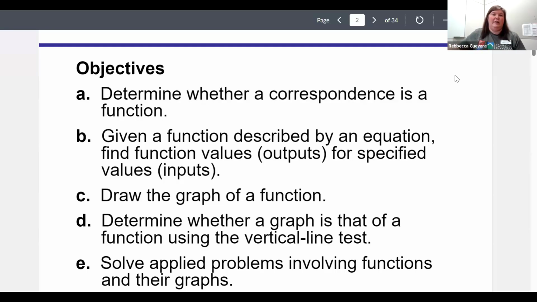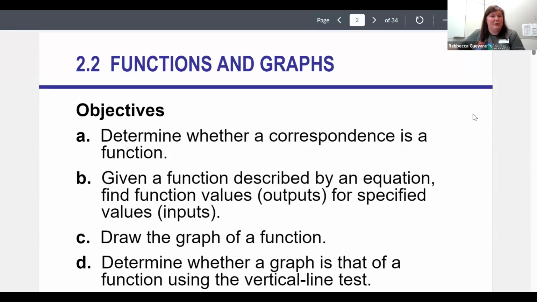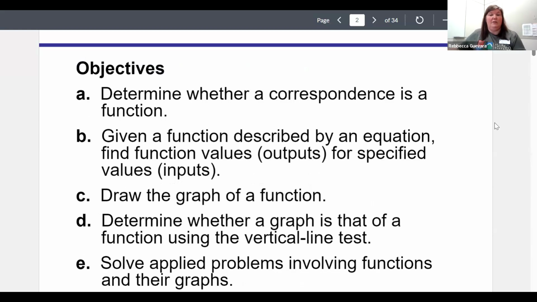Right, so we are now on to section 2.2. So we're going to talk about functions. We kind of brought up a little bit about functions. We were talking about equations and functions, but we didn't go through a precise definition of what a function is. So we're going to start with determining whether a correspondence is a function. And then from there, moving on to describing equations as a function, with inputs and outputs, going back to graphing, and then something called a vertical line test, and then a few application problems if we can.